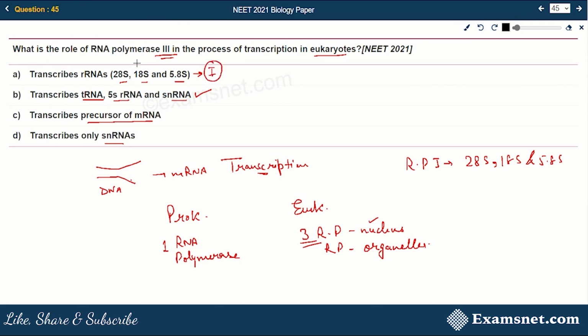RNA polymerase 2 enzyme is involved in the transcription of precursor of mRNA. What is the precursor of mRNA? It is hnRNA. Therefore, option C is related to RNA polymerase 2, whereas RNA polymerase 3 is responsible for the transcription of tRNA, 5S rRNA and snRNA. Therefore, option B is the correct option. I hope you understood this.